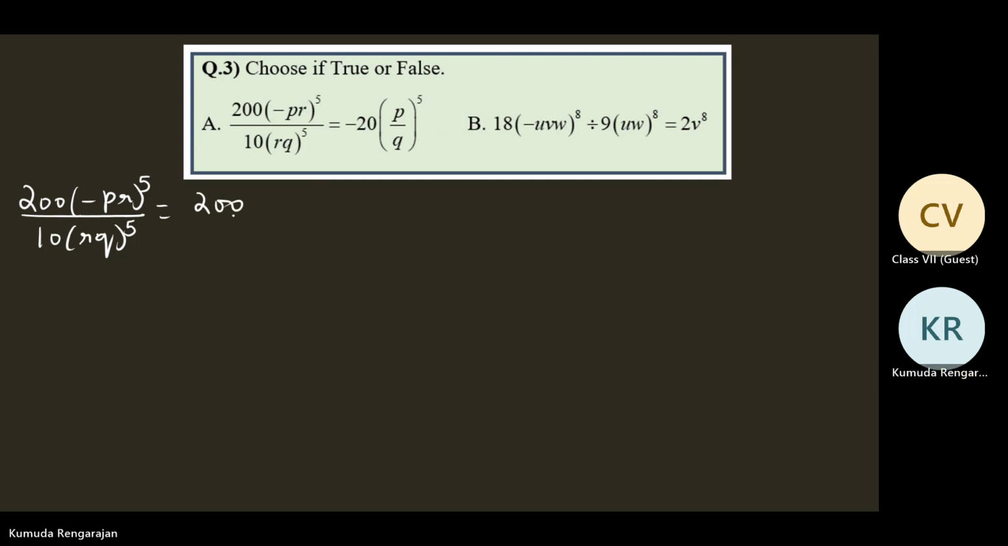200 by 10, into bracket minus P R by Q R, sorry, R Q, the whole raised to the power 5. Very good. Then in 210, what can you cancel? 0 can cancel.